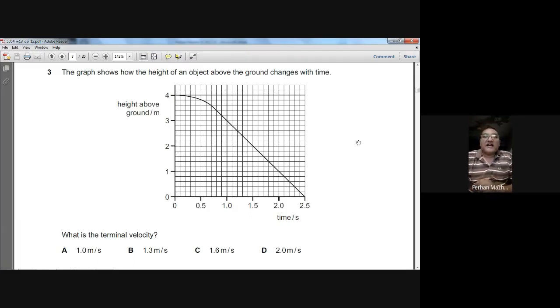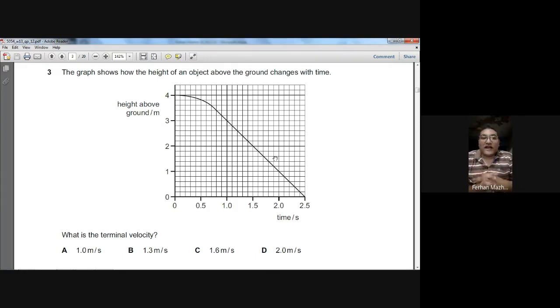Look at the graph and see where, after 1 second till 2.5 seconds, the graph is an inclined straight line. It means its gradient is constant throughout. From 1 to 2.5 seconds, the gradient is constant, and the gradient here represents the speed. So it means the body is moving with constant speed, so it has reached the terminal velocity.